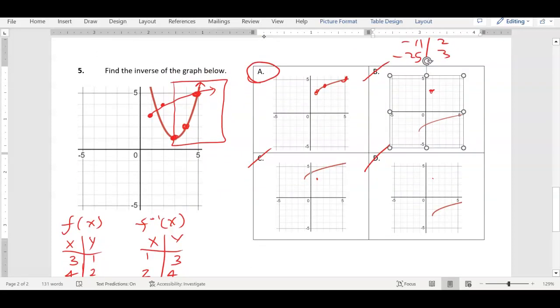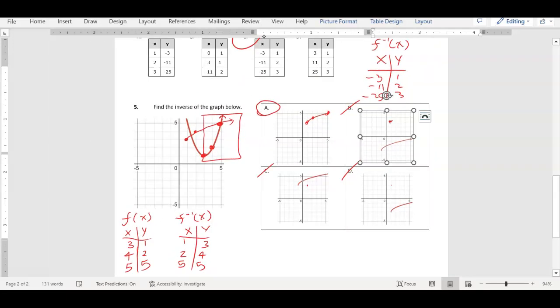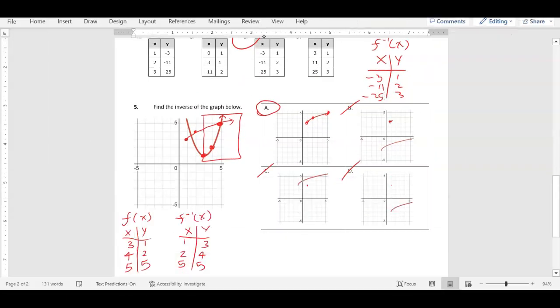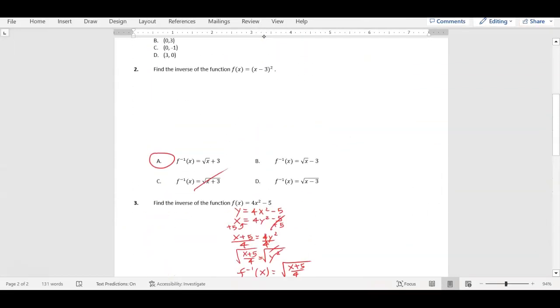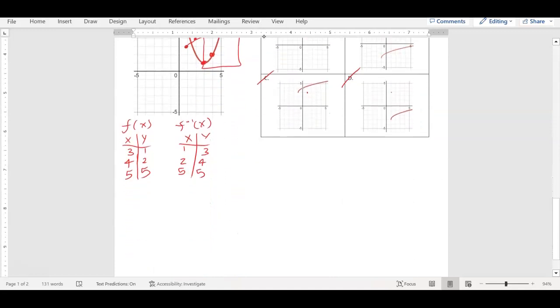You take some points, flip the table. The flip table must be on the graph. Okay. Your quiz is just like this, so it's very important that you study this and understand it, and you're able to do it, so that way you can do it tomorrow. All right. Here we go.